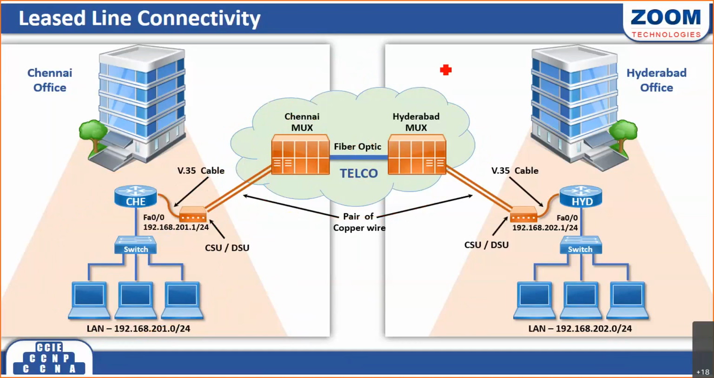Okay, so this is a leased line connectivity. Router to modem, modem to MUX, MUX to MUX by using optical fiber cable, and the same at the other end also. Is it clear?